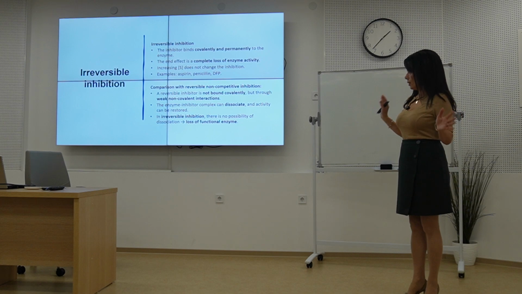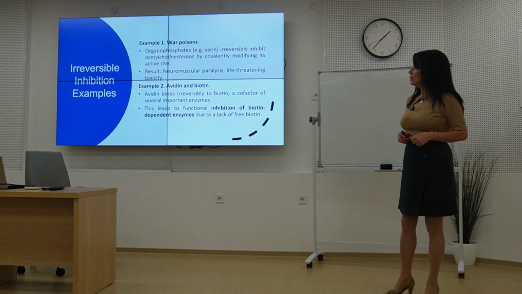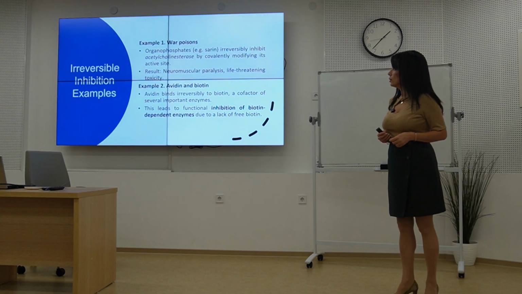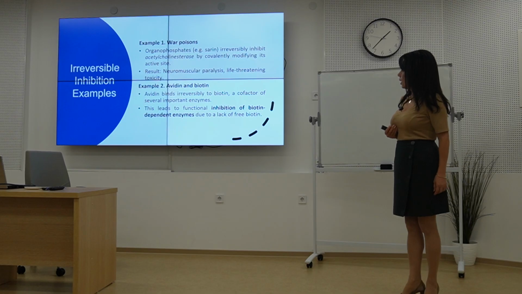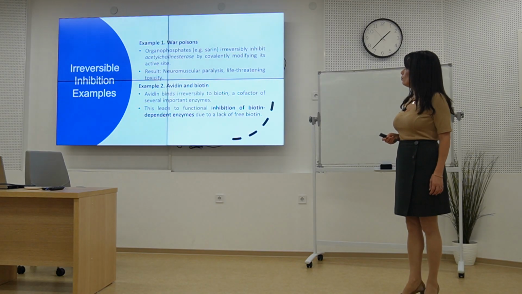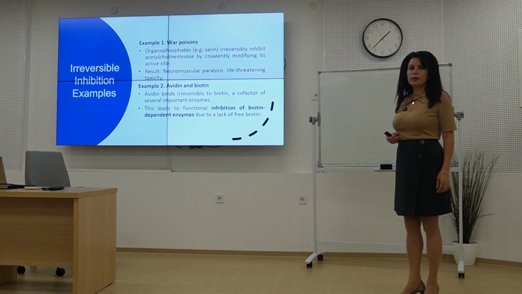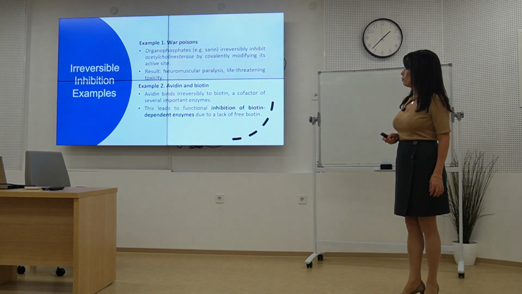You'll see different examples. Let's see the examples. Example number one are poisons like organophosphates. They irreversibly inhibit acetylcholine transferase by covalently modifying its active site. Result: neuromuscular paralysis, life-threatening toxicity.